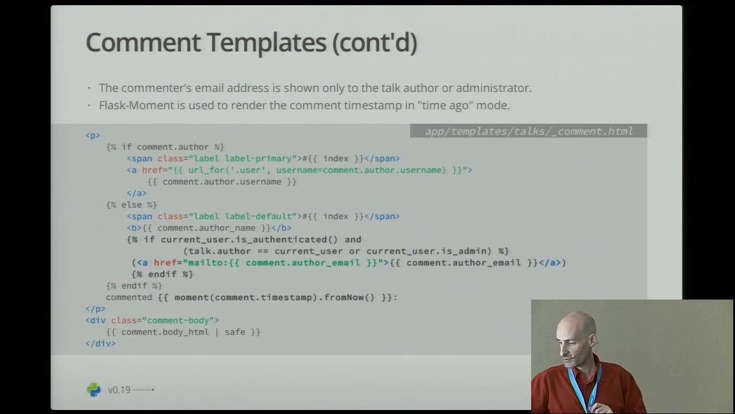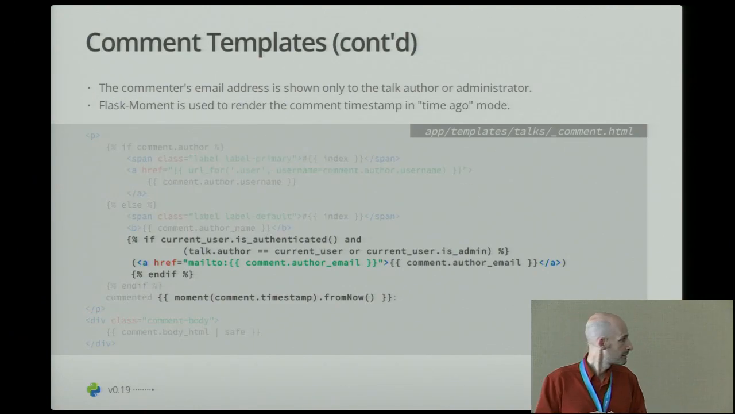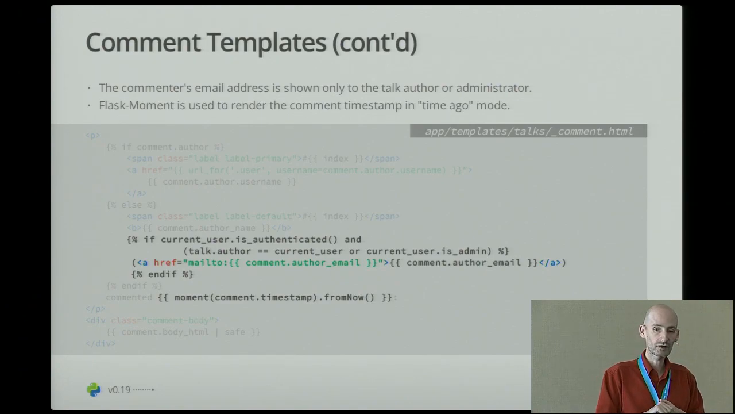If this is an anonymous user and the current user is the speaker of the talk, then I show the email address. Only in that case, I show the email address. So if you are the author of a talk, you can see the emails of all the people that commented on your talk. Or if you're an admin, I believe, yes. If you're an admin, you can see them too. But other users or anonymous users will not see emails. Of course, you're not supposed to show people's emails publicly.